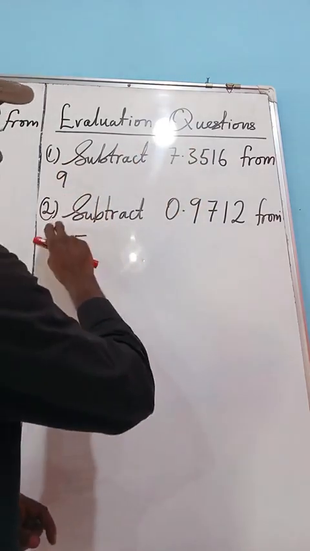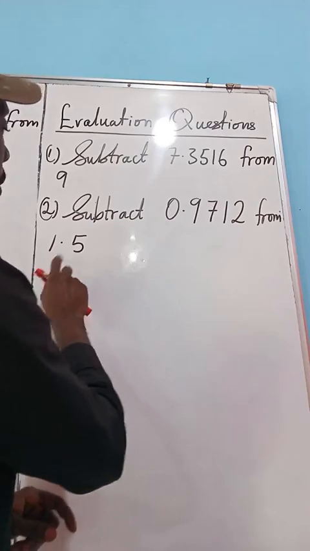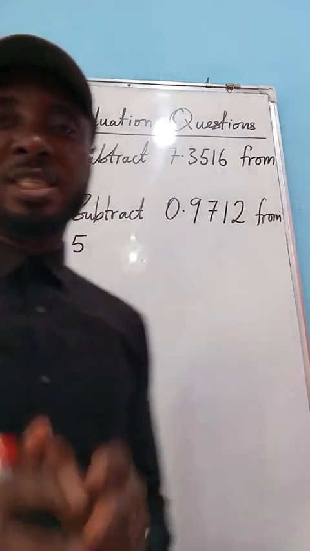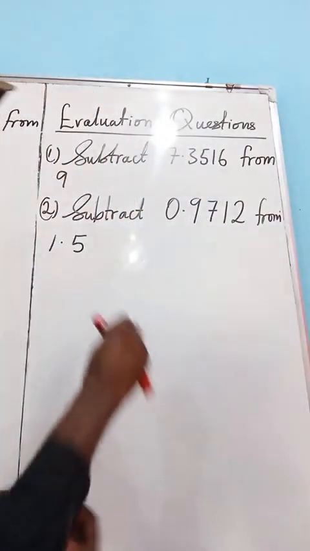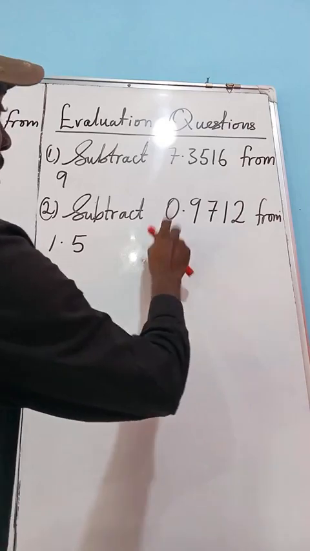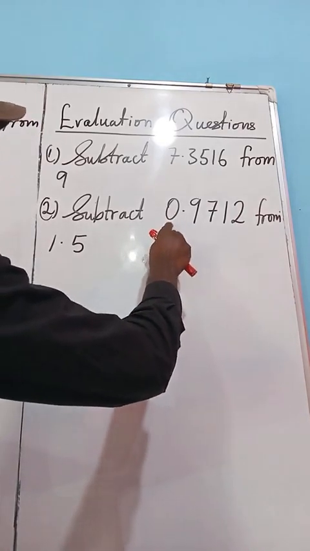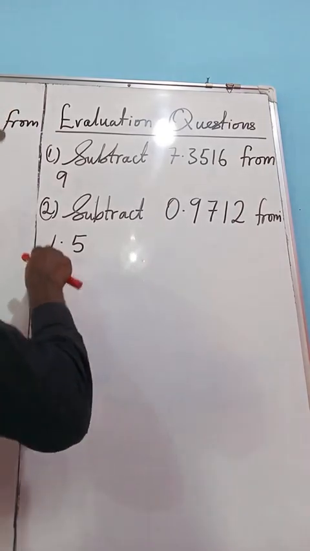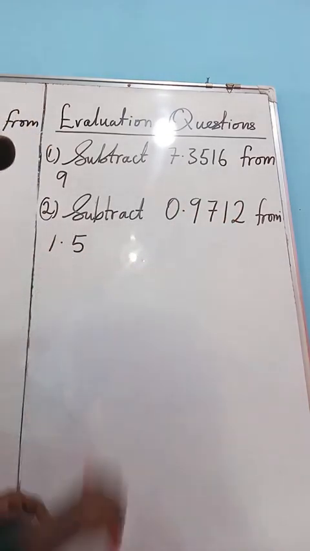Now number 2, subtract 0.9712 from 1.5. Now we are subtracting a decimal number from a decimal number. Now when you look at both of them, you will find out that the whole number here is 0, and the whole number here is 1, which means this number is bigger than this number. So you can subtract this from this number.